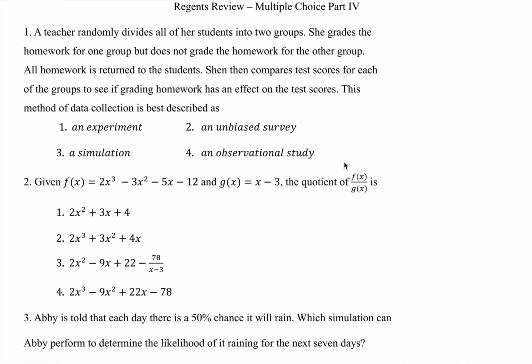All right, so for this one, you see the teacher does what? She randomly divides her students into 2 groups. One she grades the homework for, the other one she doesn't grade the homework for, then she compares. So this is one where she's actually conducting an experiment, right? Because she's trying to see if the test scores are affected by whether or not the homework is graded. In this case, that would be answer choice number 1. And we're moving on.